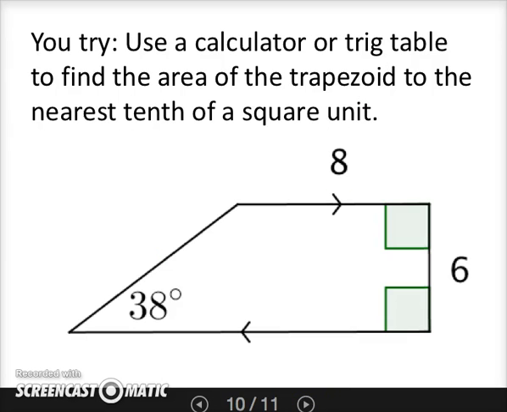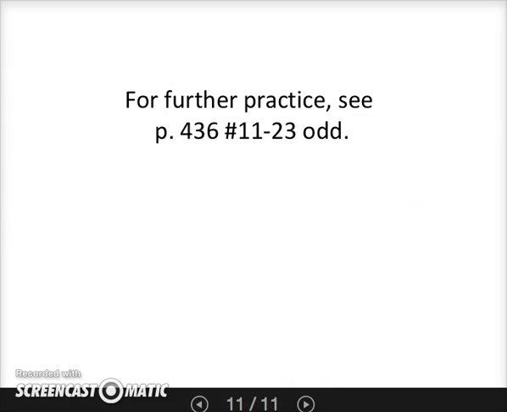You try this one. Use a calculator or trig table to find the area of the trapezoid. For further practice, see page 436, numbers 11 to 23, odd.